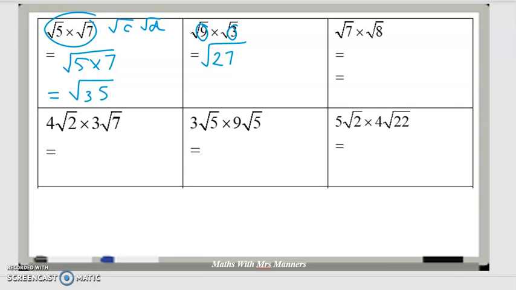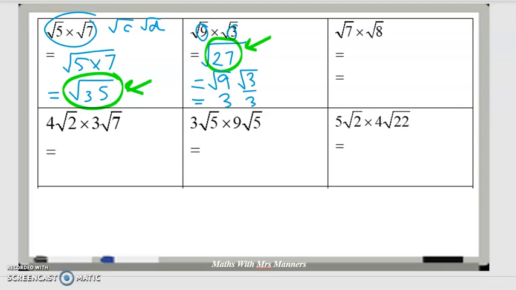What you need to make sure though when you've finished is, does your answer reduce some more? Here my answer doesn't. Here my answer does, and you are expected to always reduce your surd fully. So the square number that goes into 27 is 9. 9 3s are 27, so I'm going to change this to 3 root 3. You must go fully down to the final answer.